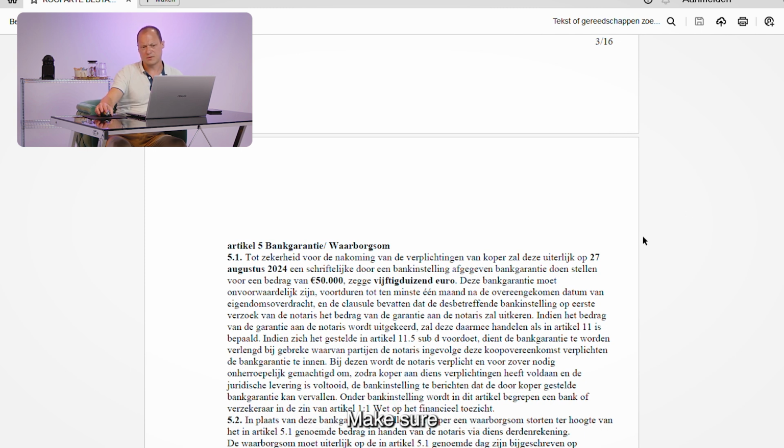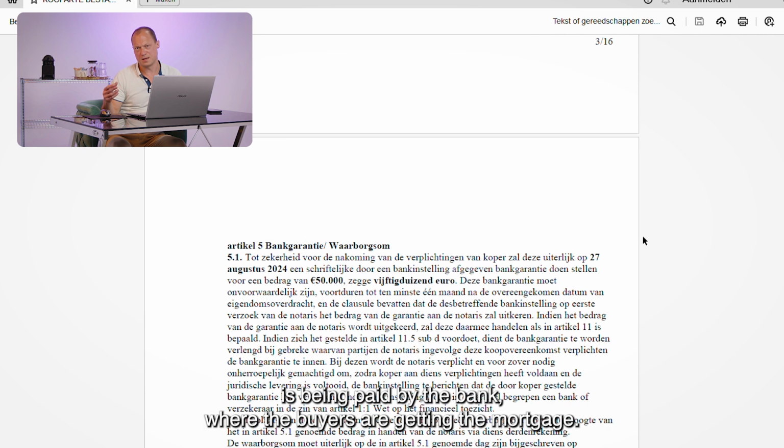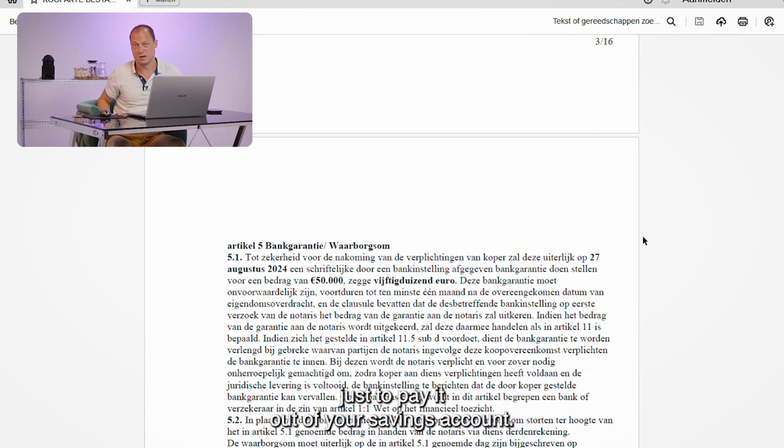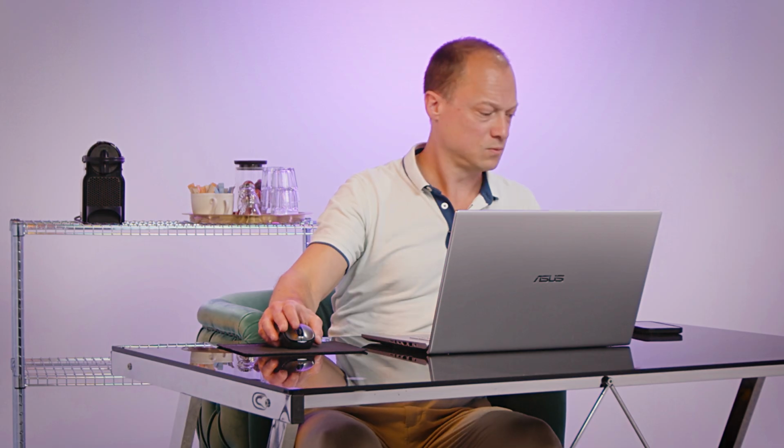Make sure that you understand that this deposit in most cases is being paid by the bank where the buyer is getting the mortgage. But if you have a lot of savings, you can discuss with your mortgage advisor just to pay it out of your savings account.